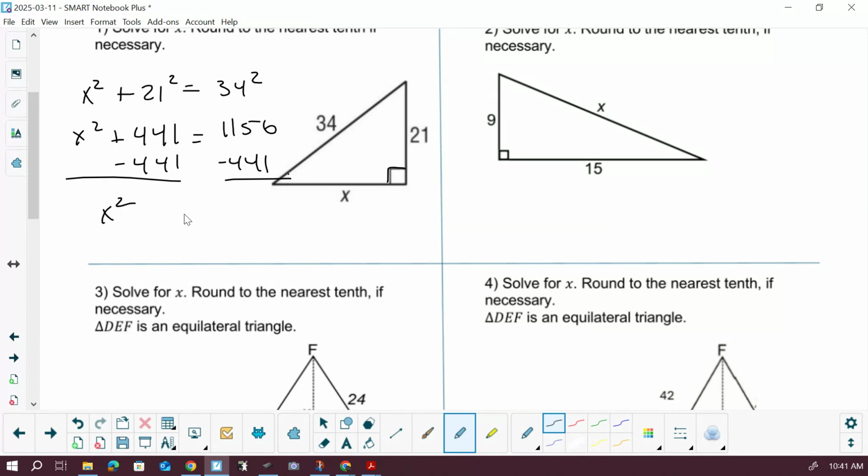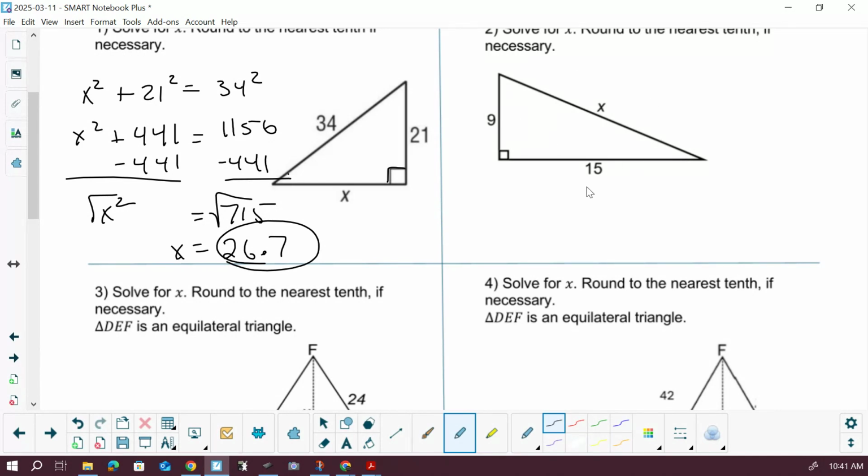Okay, so I get x squared equals 1156 minus 441, which is 715. And then to get my answer, I have to square root both sides, and I get x equals the square root of 715, which is 26.7. And that's my answer to this one.